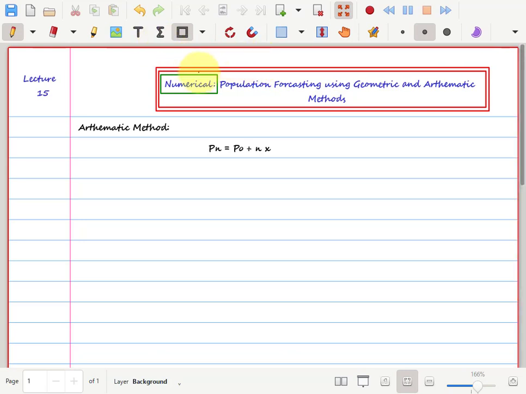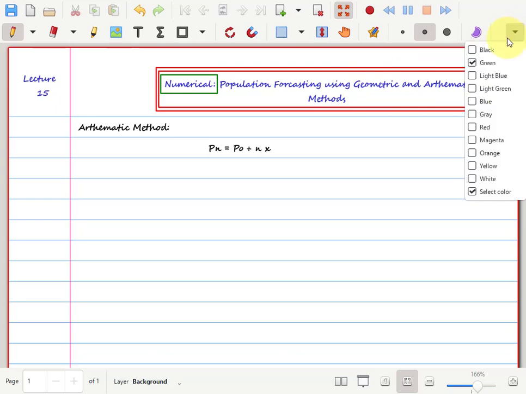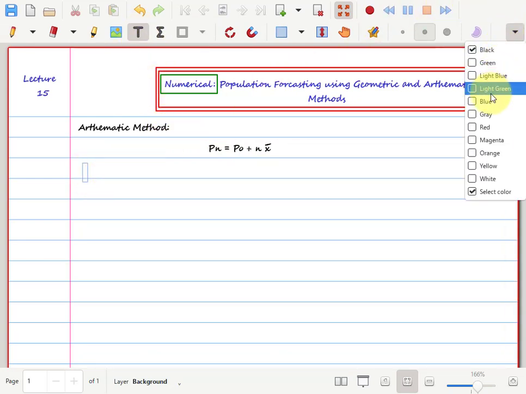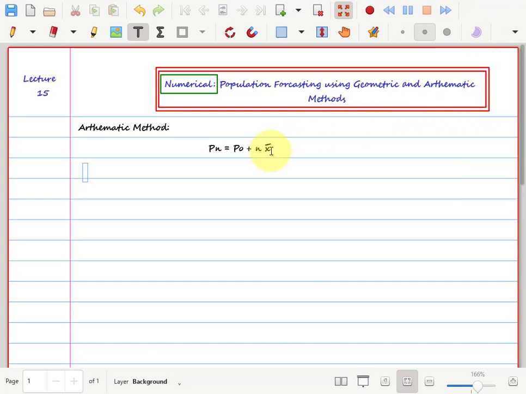First we will solve a numerical problem related to the arithmetic method, but before that we have a formula for the arithmetic method, which is Pn is equal to P naught plus n x bar. This is x bar, right? So in this formula, let's write down the abbreviations.